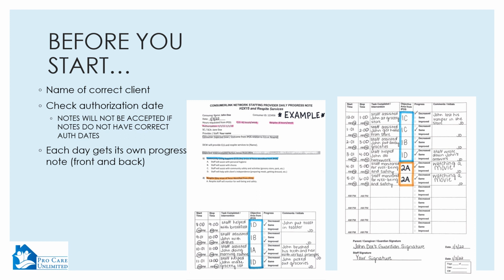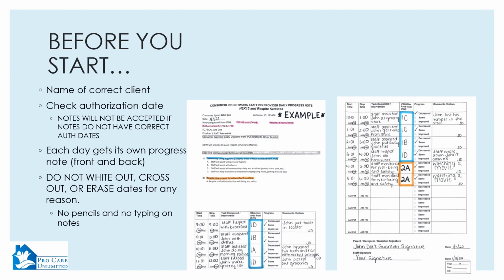Also, be sure to have enough notes for the pay period. Each day gets its own progress note, a front and a back page. Lastly, do not use whiteout, cross out, or erase dates on your notes for any reason. This will result in no pay. So, be sure to write with a dark colored pen, no pencil, and no typing out notes. If you make a mistake, please use a new progress note. Once you have established all these things, you can begin filling out the notes.